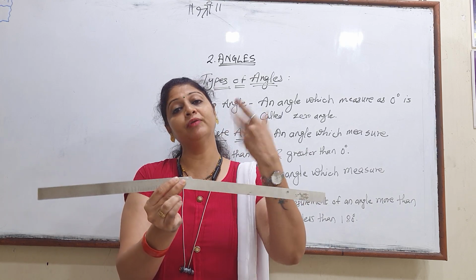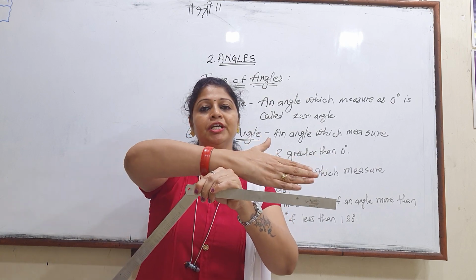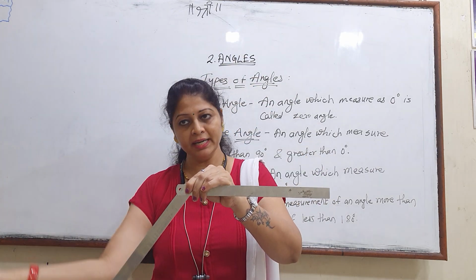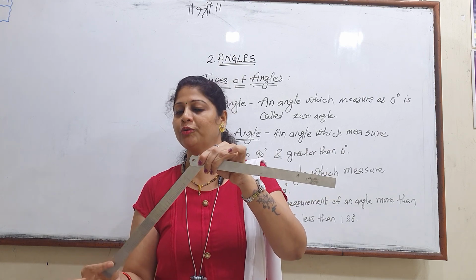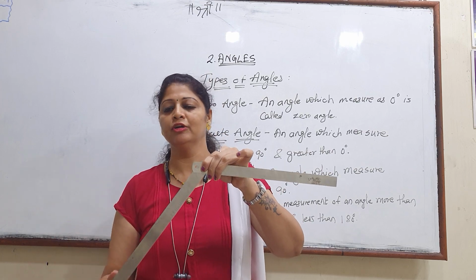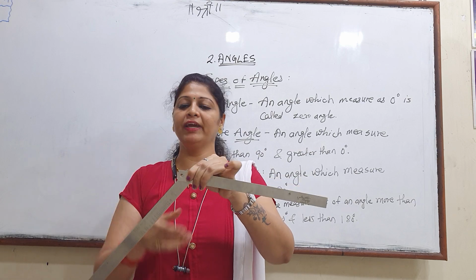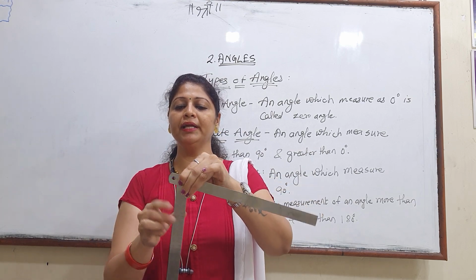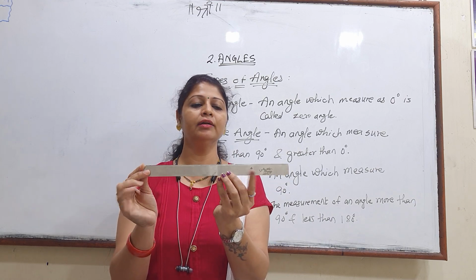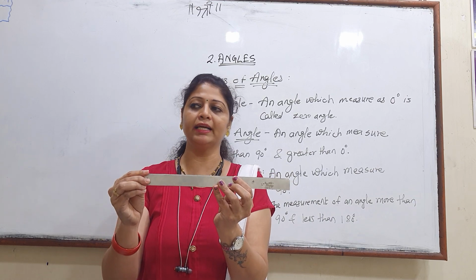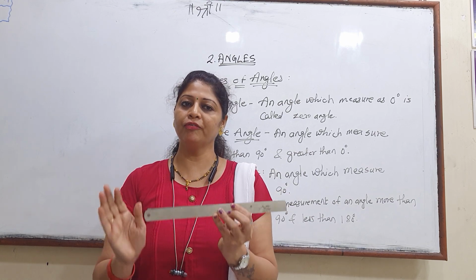Understood everyone? Afterward, next, that is reflex angle. Now what is meant by reflex angle? The angle which is more than 180 degree and less than 360 degree. Okay, more than obtuse angle, more than 180 degree, more than straight angle. So that angle is called reflex angle. And then when this angle completes the full circle, it is called full angle or complete angle. The measurement of that angle is 360 degree. Understood everyone? These are the types of angles.